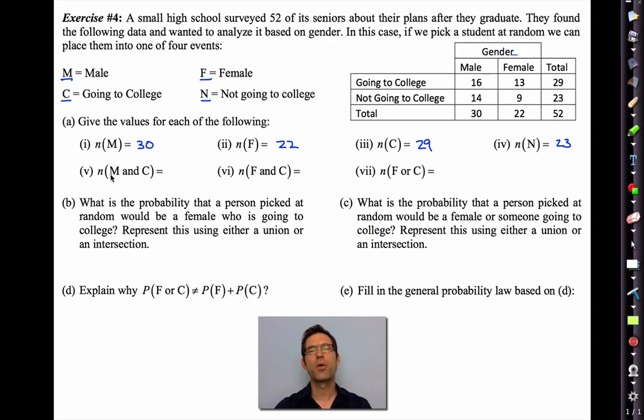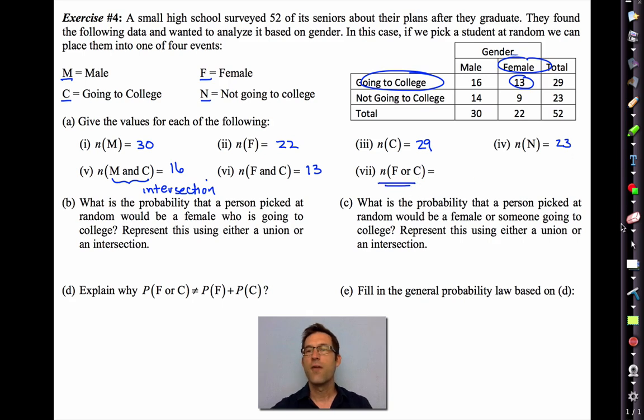Now, how about the number that are male and going to college? See, this is an intersection, right? This is my intersection. And it's the intersection of two categories. The male category with the going to college category. And that is 16, right? Female and going to college, well, female going to college, that's going to be 13.